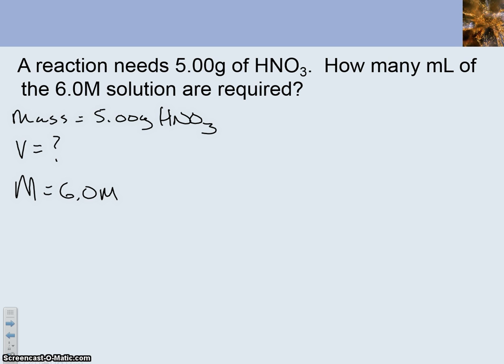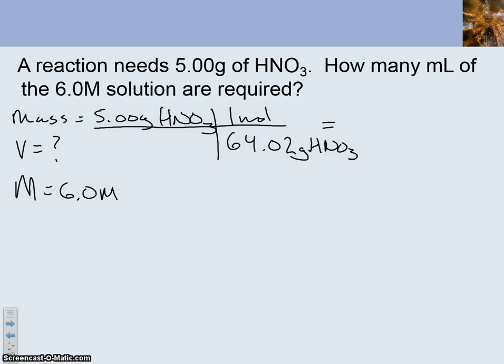Well, in this case, I know molarity is moles over volume. I'm missing two things from that equation. However, with mass, I can easily convert this mass into moles. So let's see, the molar mass of this: 48 plus 14 is going to give us 63, plus 1 is going to give us 64.02 grams of HNO3 in 1 mole.